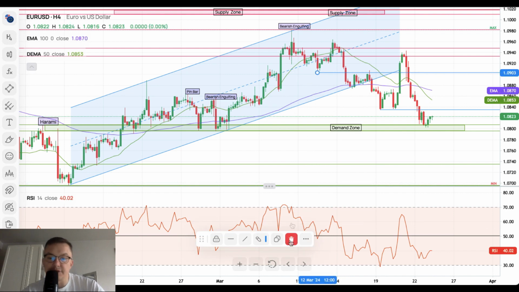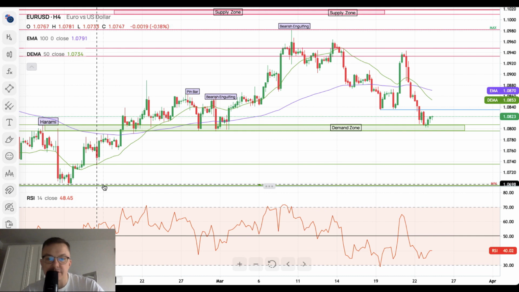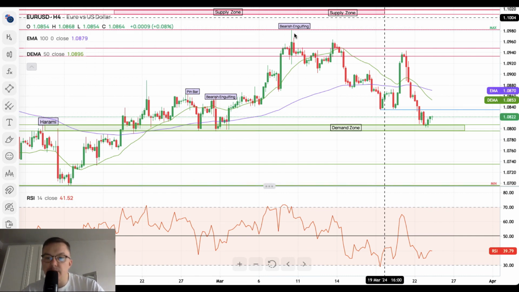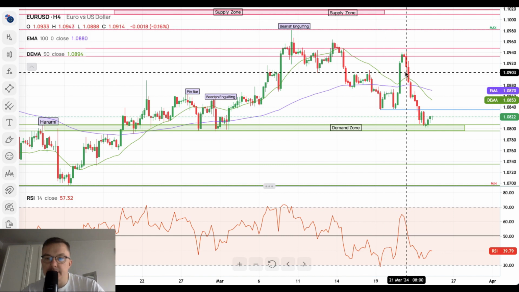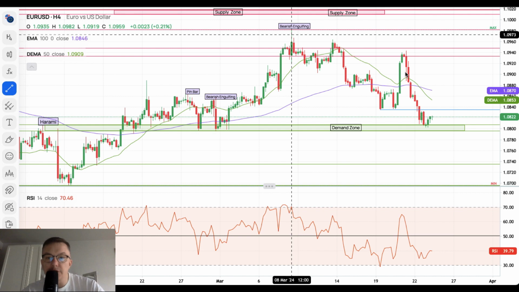We are out of the channel, so we can get rid of the channel. We don't need it anymore because that was the corrective channel, remember, A, B and C wave. Supply zone is way ahead of the current market. We can have some sort of a trend line here. There's nothing wrong with this.